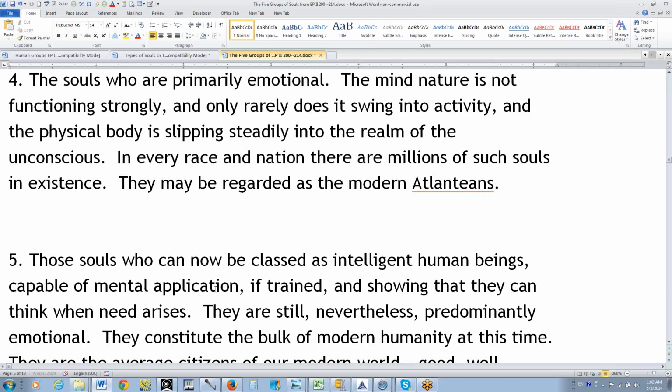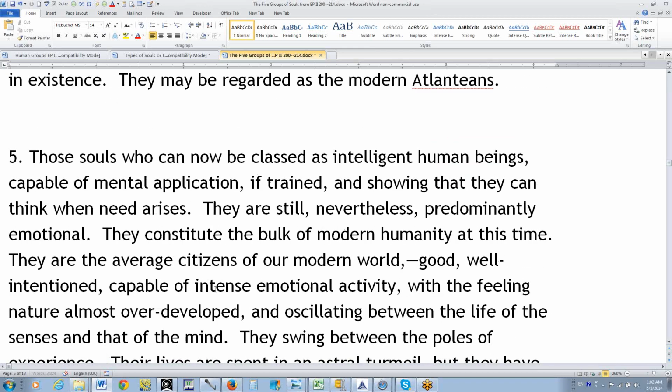So many, many. Number five, those souls who can now be classed as intelligent human beings, capable of mental application if trained, and showing that they can think when need arises. I guess they're not the prevailing thinkers. But they are still nevertheless predominantly emotional. They constitute the bulk of modern humanity at this time.